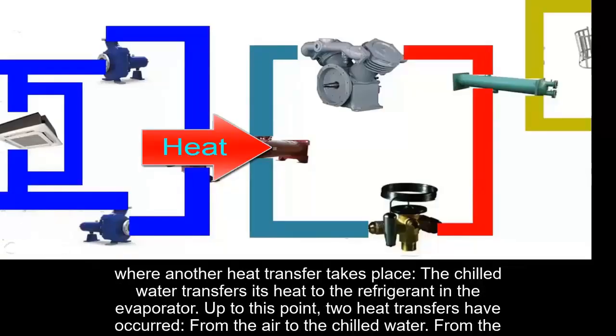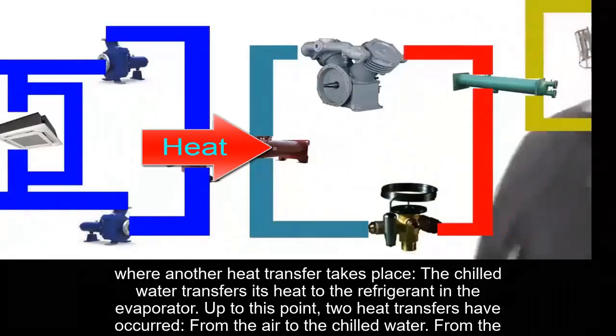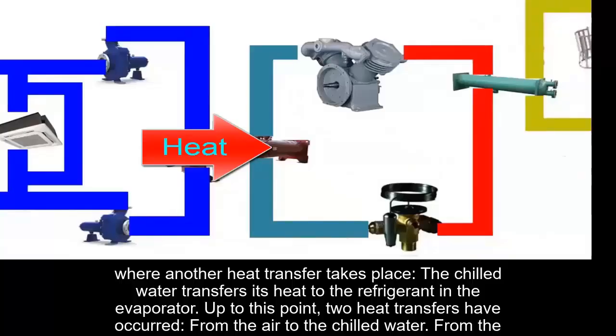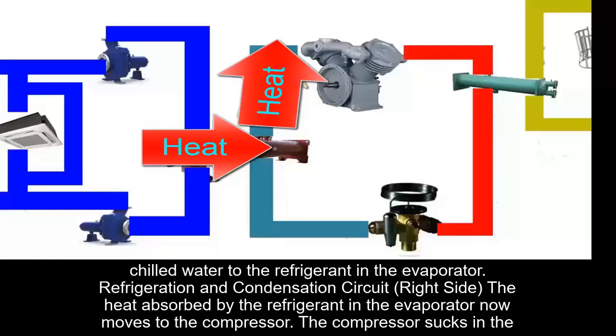At this point, the chilled water enters another heat exchanger where another heat transfer takes place. The chilled water transfers its heat to the refrigerant in the evaporator. Up to this point, two heat transfers have occurred: from the air to the chilled water, and from the chilled water to the refrigerant in the evaporator.